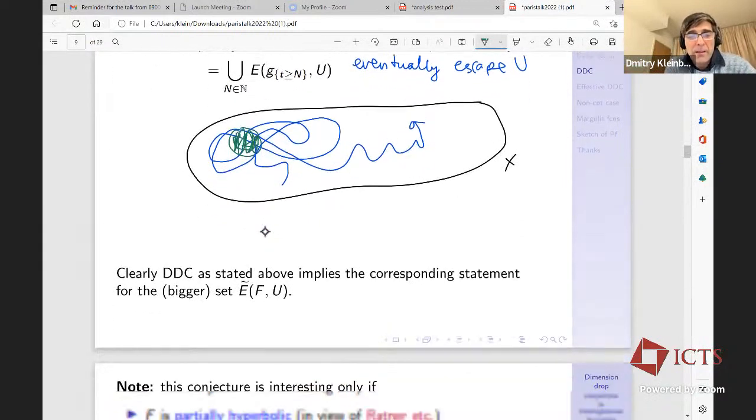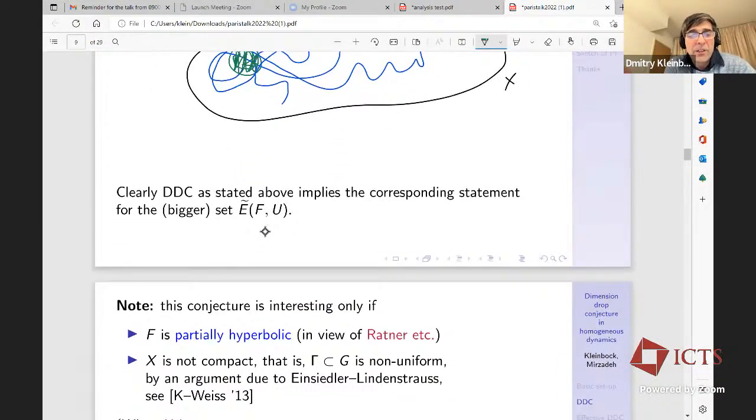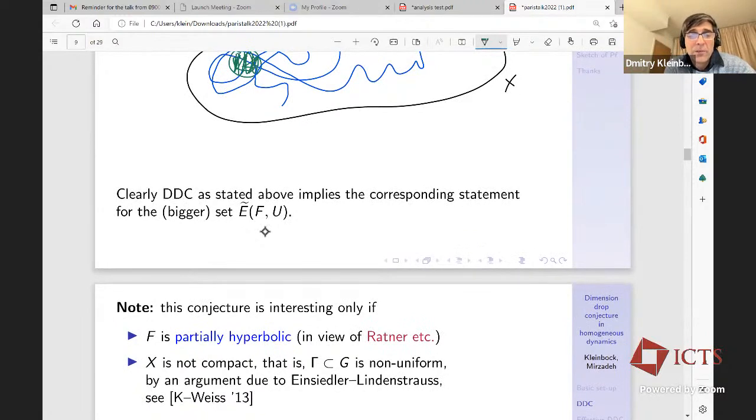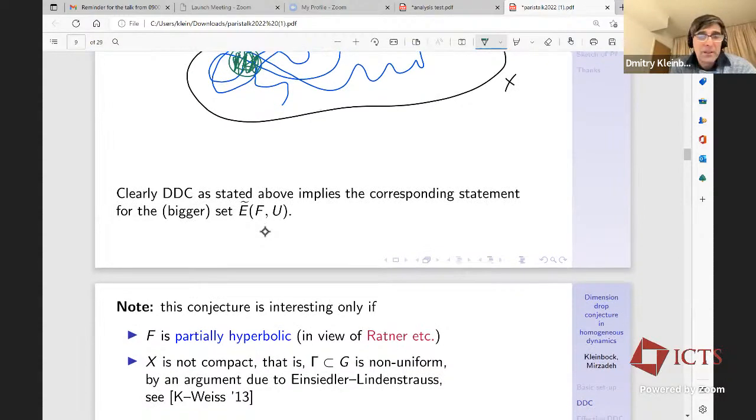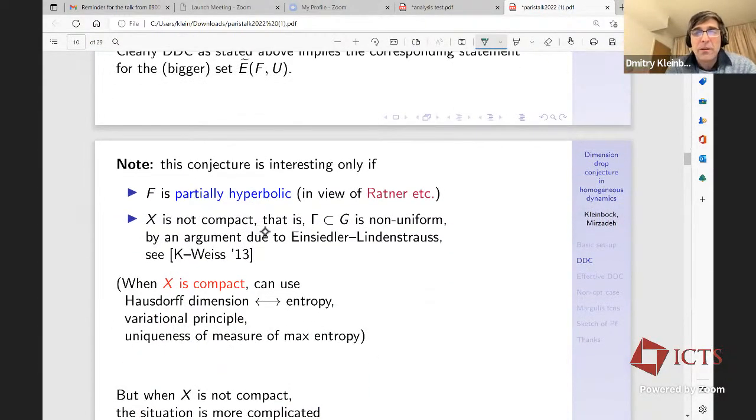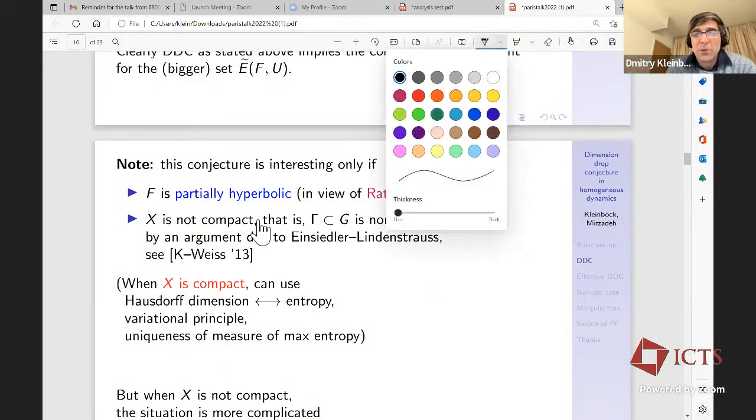And another remark is that this conjecture is interesting only if F is partially hyperbolic. Again, we talked about unipotent dynamics. In unipotent dynamics, we have a very serious drop of dimension. It drops not just by epsilon, but by an integer. So it makes sense to look at the partially hyperbolic world. And then it is interesting only if the space is not compact. If the space is compact, then things are well understood.